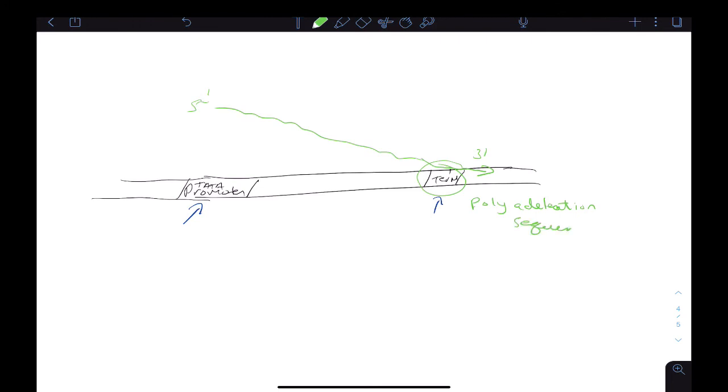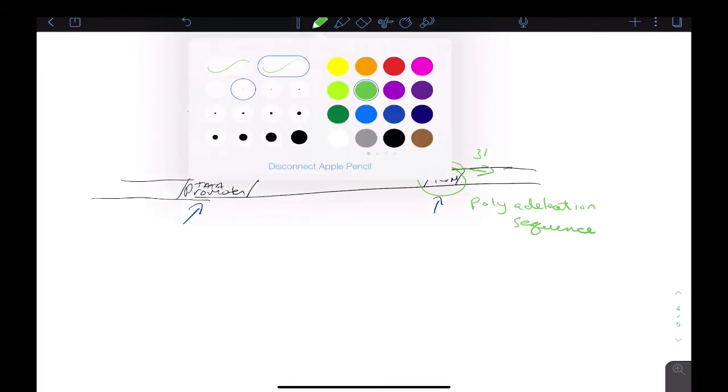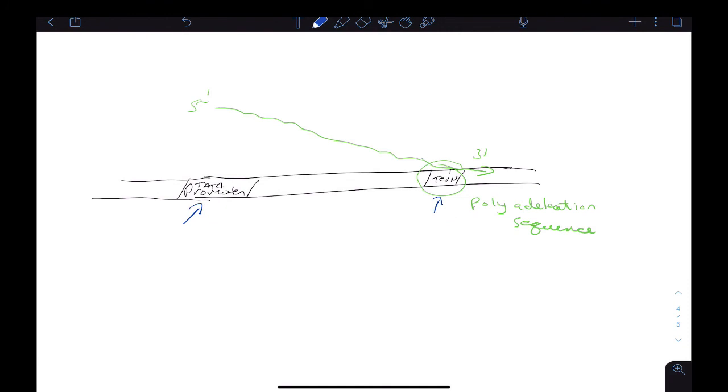Okay, and this polyadenylation sequence is going to end up making a specific sequence over there. Let's just make it like this, for example. This signals that transcription is coming to an end. It's over. We've built everything that we're supposed to produce, and this is the end of it.